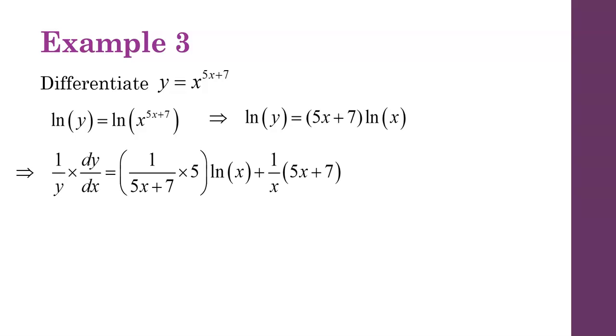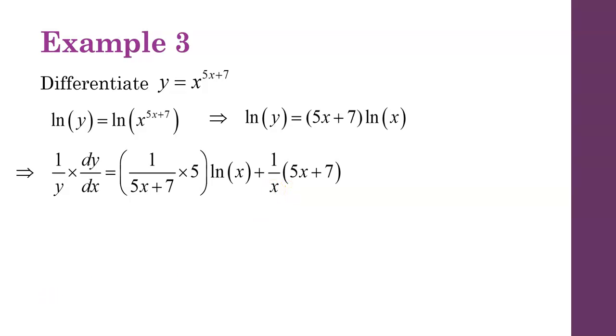So natural log of y's derivative would be 1 over y times dy over dx. And as I said, on the right side, we apply the product rule. Derivative of 5x plus 7 is 1 over 5x plus 7 times the derivative of 5x plus 7, which is 5. Right, so that's the derivative of the first times the second. Right, if you recall, that's what the product rule tells me to do.